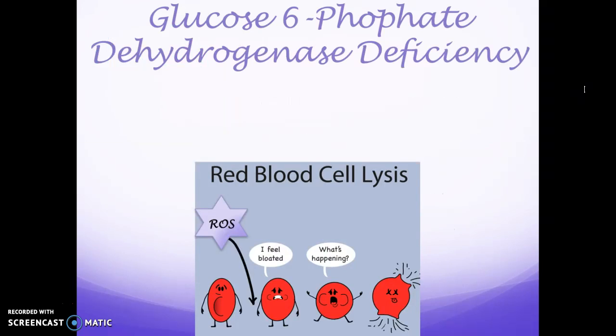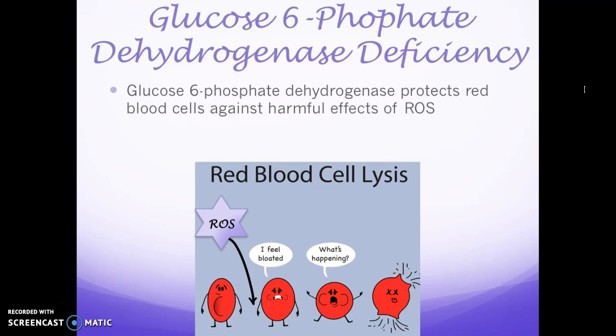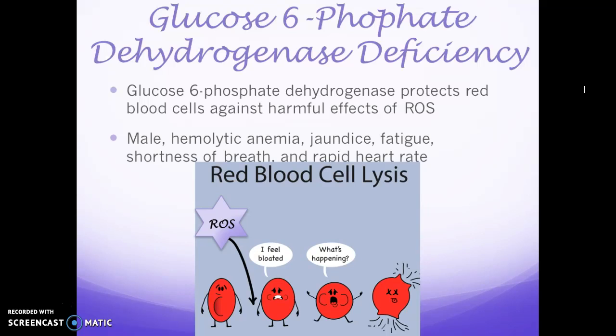So next we have glucose 6-phosphate dehydrogenase deficiency, and this is a deficiency in the glucose 6-phosphate dehydrogenase enzyme that's responsible for protecting red blood cells against the harmful effects of reactive oxygen species. Without this enzyme, the ROS levels would accumulate in the cell and cause them to break down prematurely. So the rate at which red blood cells are dying is faster than the birth of new cells. Clinical implications are almost exclusively presented in males as hemolytic anemia, jaundice, fatigue, shortness of breath, and rapid heart rate.